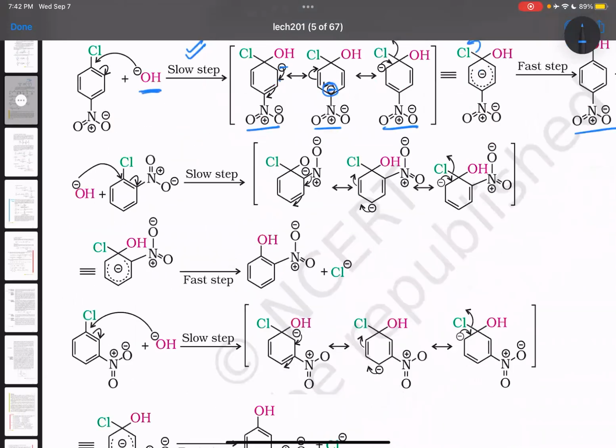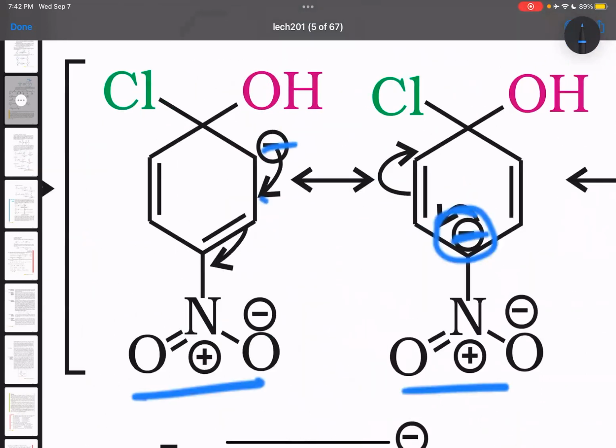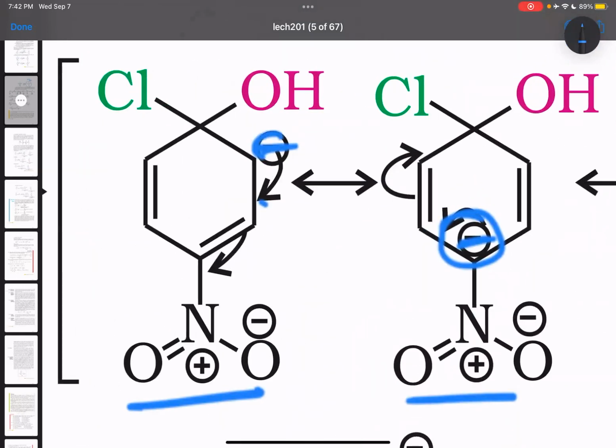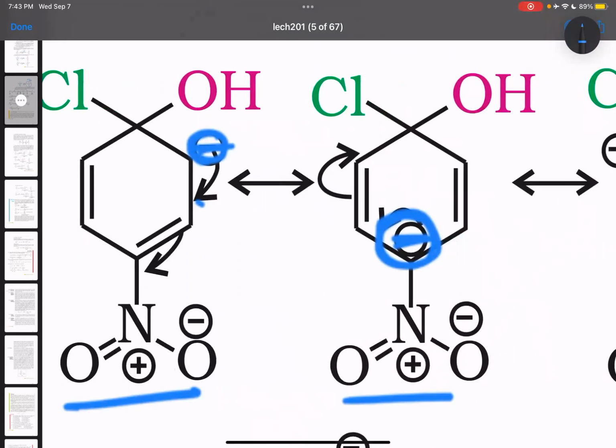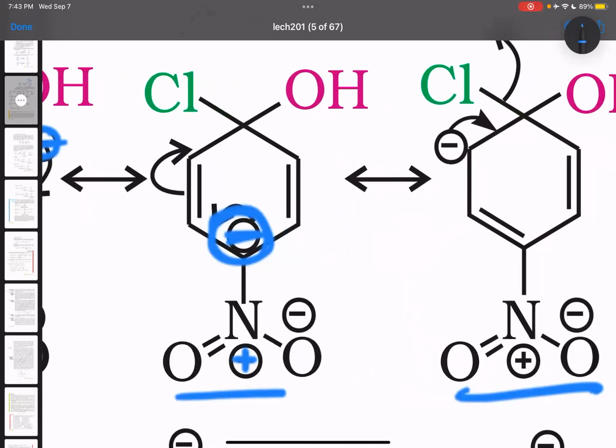Okay, but the electron withdrawing group needs to be placed at a specific position, at ortho and para, because the minus charge is circulating from ortho and para positions only. So if you have an NO2 group, this minus will get stabilized because NO2 has a plus charge, and plus and minus attract each other, so it will get stabilized.